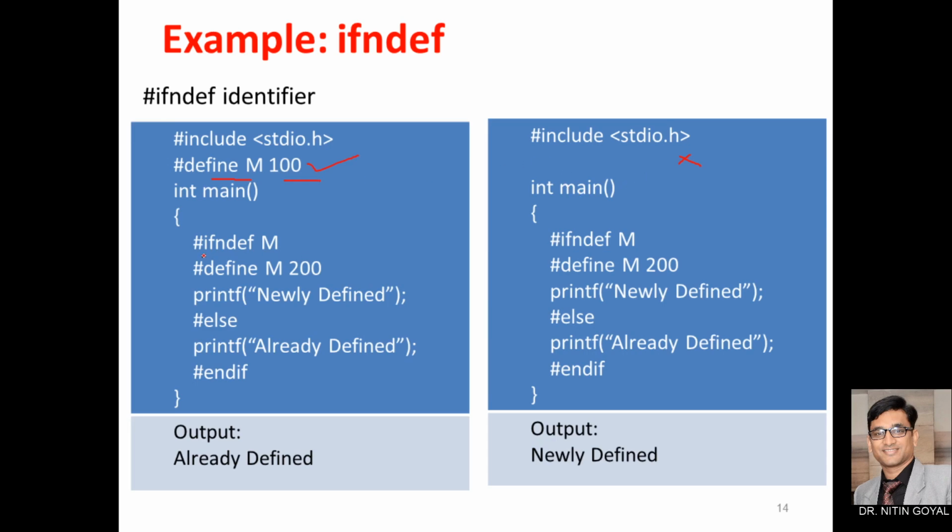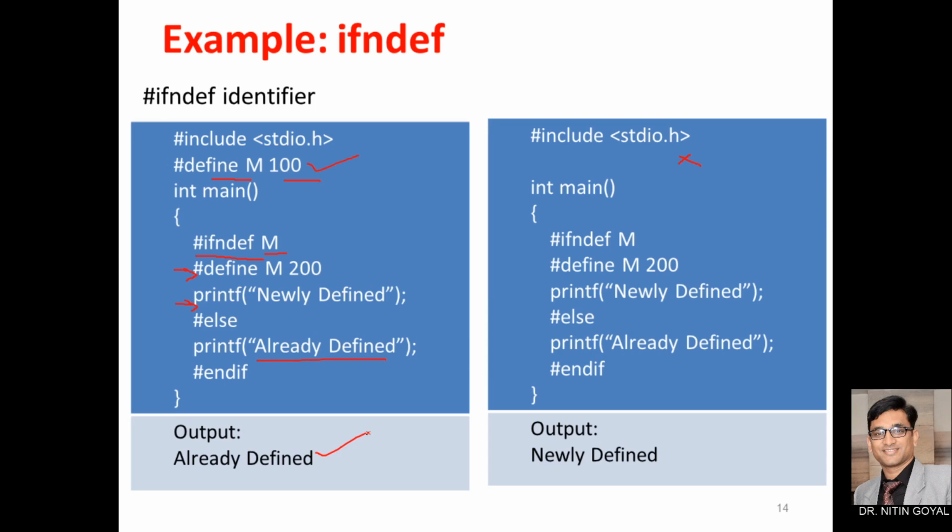So it will check in the program with #ifndef m, meaning if not defined m. So it is asking whether the value of m is defined. Yes, in the left hand side program we have defined it. That's why these two lines will not get executed, and it will go to the else part where we have printed already defined. So the output will be already defined.